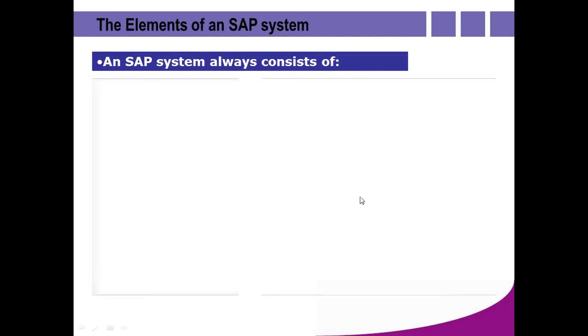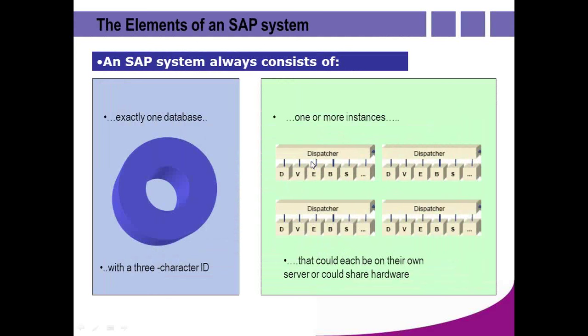Each and every dispatcher is associated with multiple work processes. What those work processes are and how many, we will see later. Now, can you tell me how many instances, how many dispatchers you can see here? Four, yes. As per this figure, we have four dispatchers.